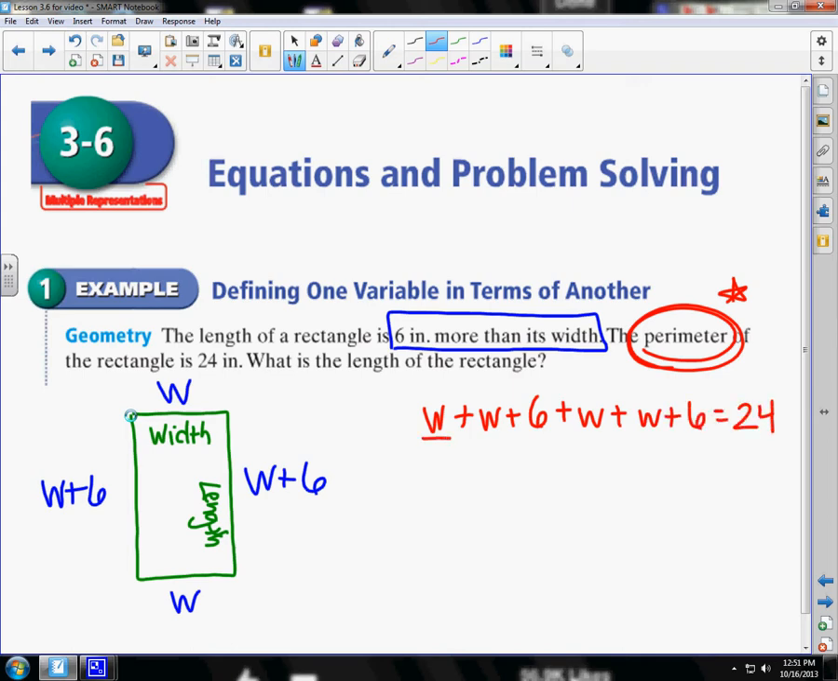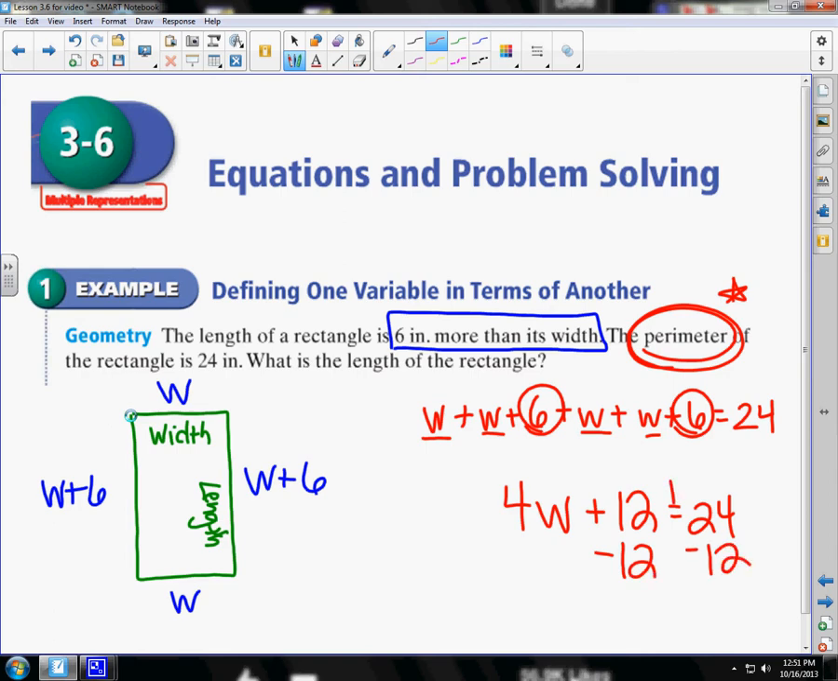Count my W's, 1, 2, 3, 4. So I have 4W plus 6 and 6 is 12 equals 24. I minus 12 from both sides. So 4W equals 12, and then I divide by 4. So W equals 3.